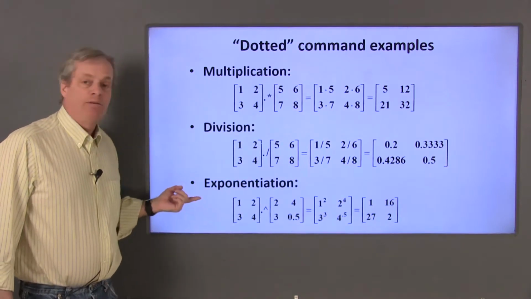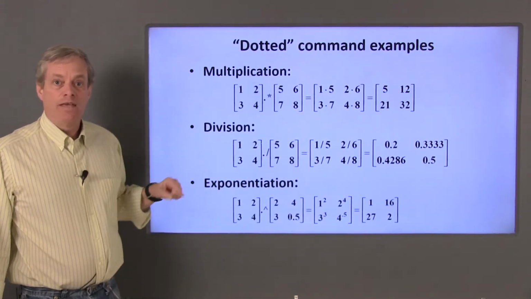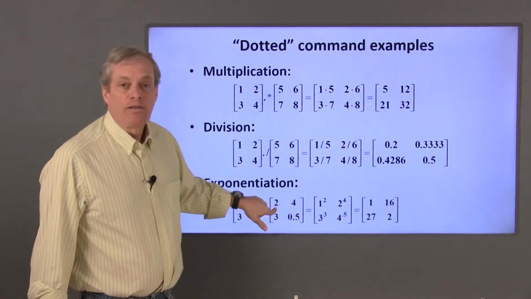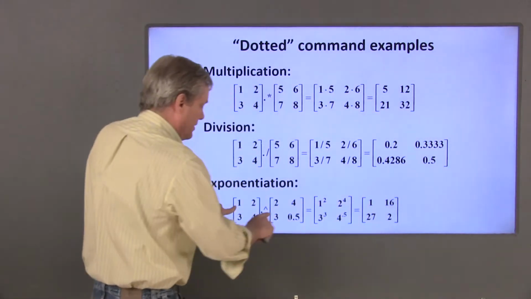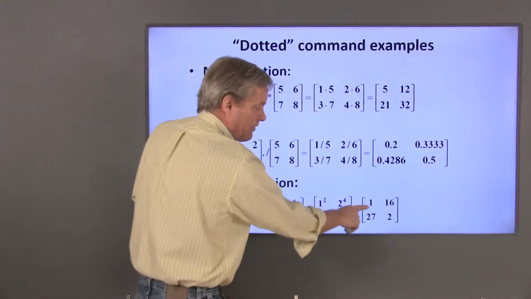The last example is exponentiation. The idea is still the same as the previous examples. The element in the first array is raised to the power given by the corresponding element in the second array. So this element is 1 squared, this element is 2 to the 4th, and so on.